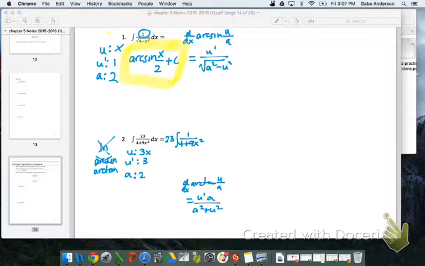So with all that set up, I think what I can do then is write this. This is equal then to 23. I want my top to be u prime a, and I can see from over here that u prime a is going to be 6, and it's only a 1, so I'm going to put a 6 right there, but I'm going to have to balance that out by putting a 6 under the 23. And then I've got my 4 plus 9x squared, so this now perfectly fits the rule for arctan. So my final answer is going to be 23/6 times arctangent of u over a, so that would be 3x over 2, and then we've got to have a little plus c in there. That would be my final answer.